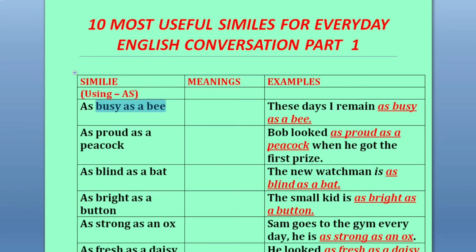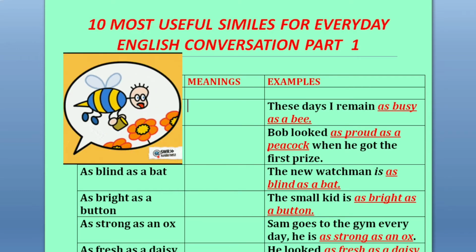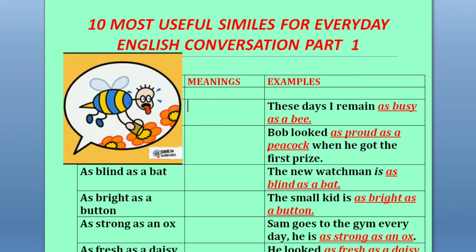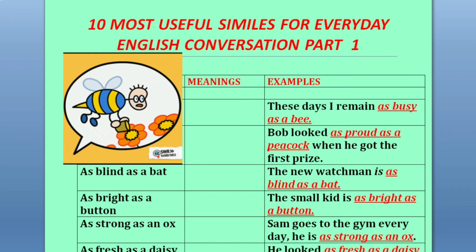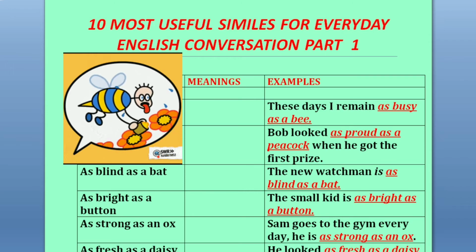So as you see the first one on your screen, it's given as busy as a bee, right? So as you see, the first simile for today is as busy as a bee. As busy as a bee, it means very busy.